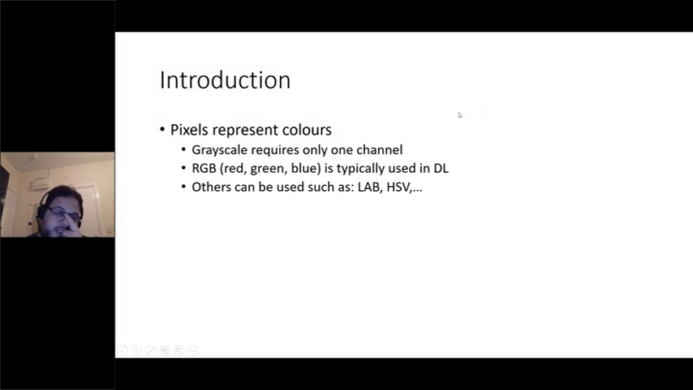So we said pixels represent colors, intensities. Grayscale, of course, requires only one color, one channel. RGB is red, green, blue. It's typically what we use in deep learning. There are also others, not just RGB, like Lab, HSV, and others.